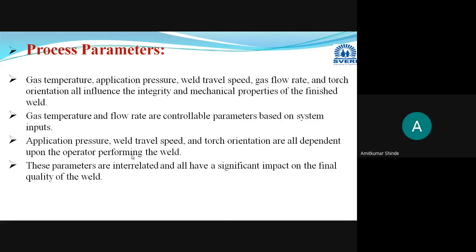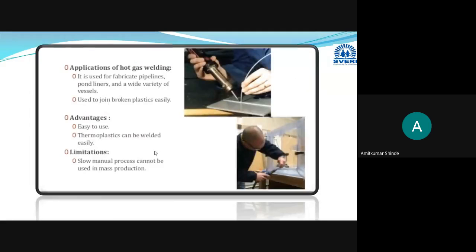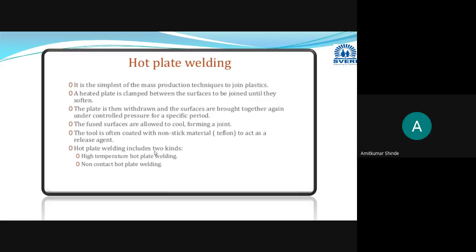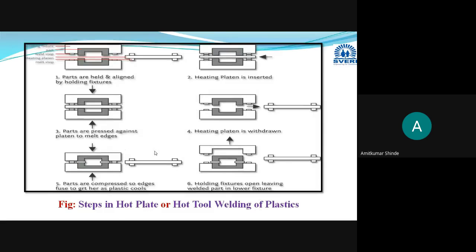So to get a quality weld, you have to control all these parameters: gas temperature, flow rate, pressure, weld travel speed, and torch orientation, to get a weld having sound mechanical properties and better strength. So this is the hot gas welding. Hot plate welding we will discuss in the next session.